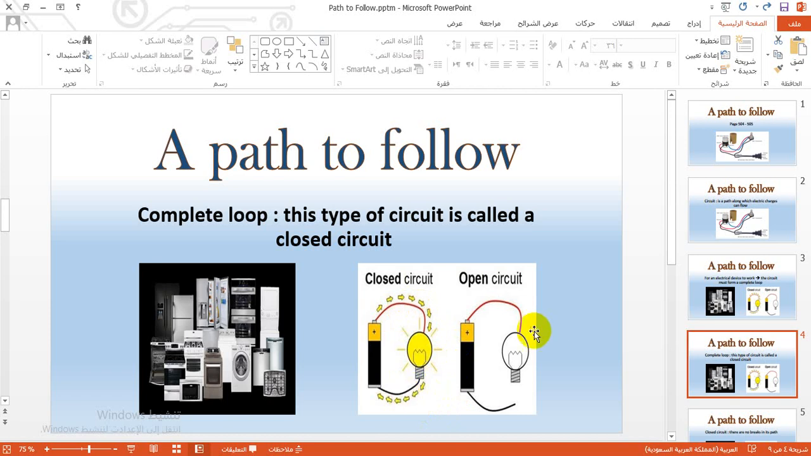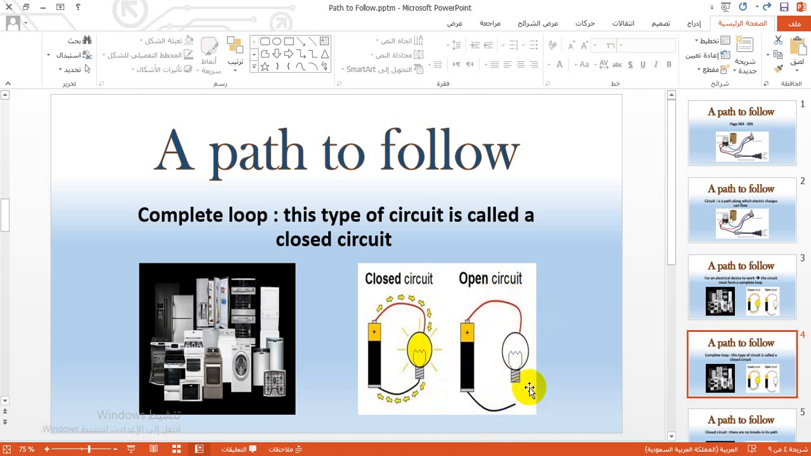But if you open the circuit, what will happen exactly? The electric charge will not pass through it, or will not flow through it. Here the circuit is disconnected.